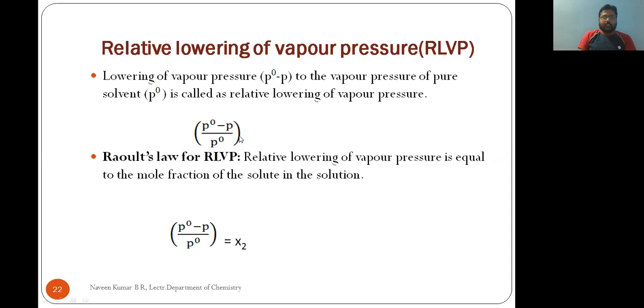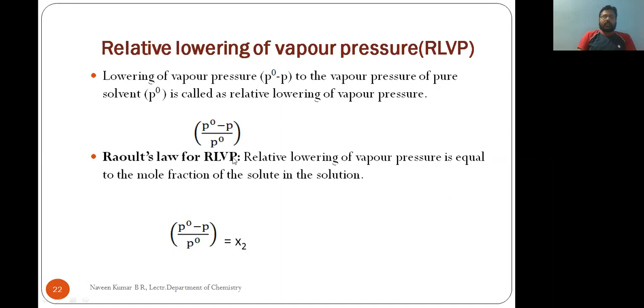Now, to understand this as a colligative property, to prove that it depends only on the number of solute particles but not on the nature, we have Raoult's law again here, but it is Raoult's law for RLVP, which stands for relative lowering of vapor pressure. Again, the law explains the same concept of pressure and solubility with respect to mole fraction. Relative lowering of vapor pressure is equal to the mole fraction of solute present in the solution.